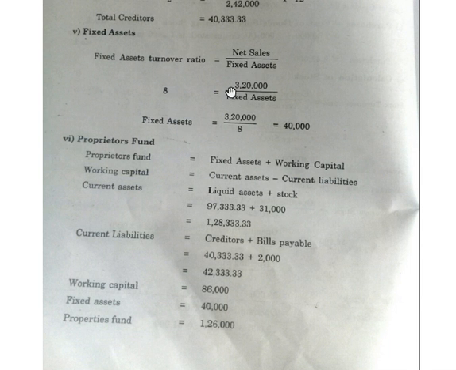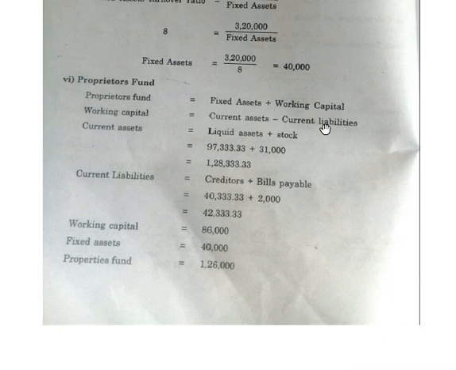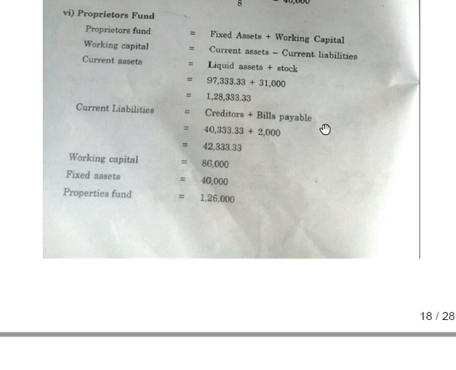Fixed assets, we have fixed assets turnover ratio given. So net sales divided by fixed assets, 8 is equal to 3,20,000 divided by fixed assets. Cross multiply, you get your fixed assets to be 40,000.